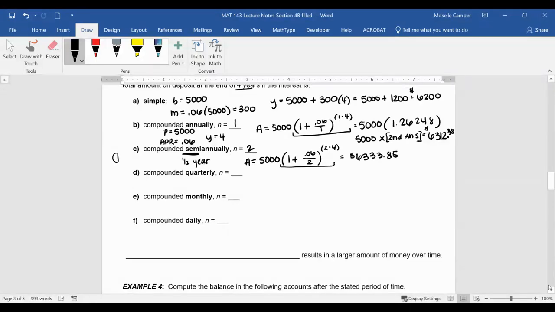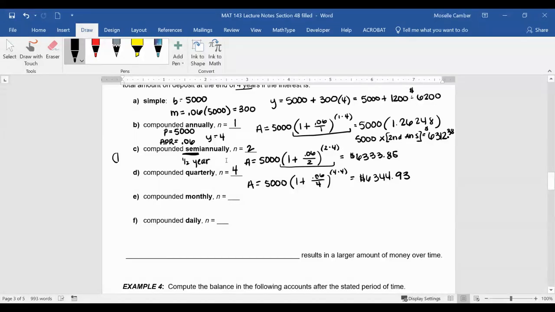Compounded quarterly. So quarterly, like there's 4 quarters in a dollar, right? So there's 4 quarters in a year. So we have 4 times each year. So this time we still start with 5,000. This time my annual rate has to split up into 4 different periods. So I'm going to divide it by 4. And it's 4 times a year for 4 years. And then you can put that in your calculator and you should get 63.4493.